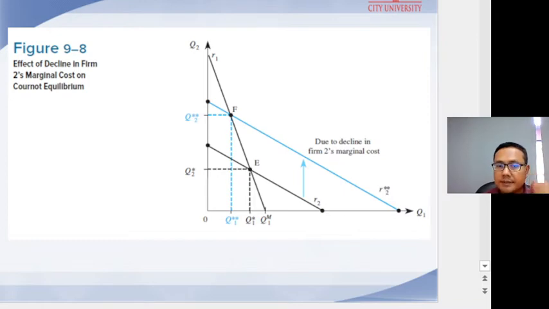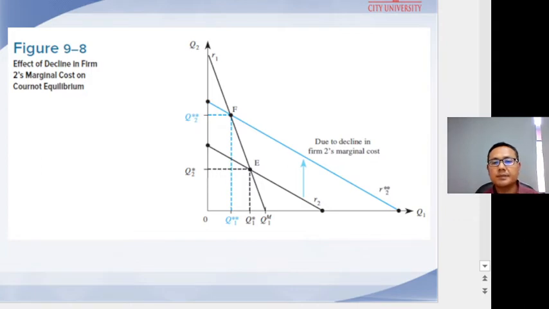Thus, the reduction in firm 2's marginal cost leads to an increase in firm 2's output from Q2 star to Q2 star 2, and a decline in firm 1's output from Q1 star to Q1 star 2. So firm 2 enjoys a larger market share due to its improved cost situation.